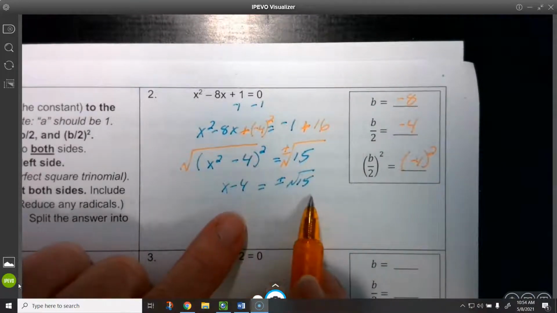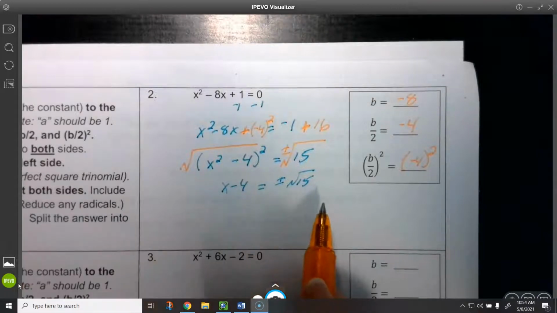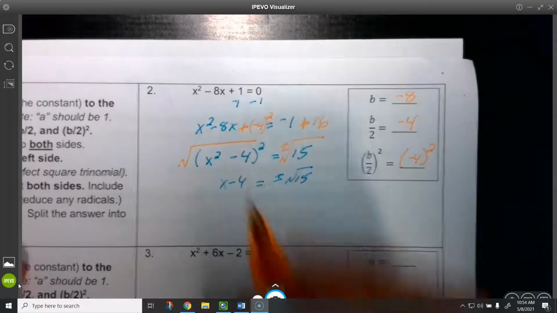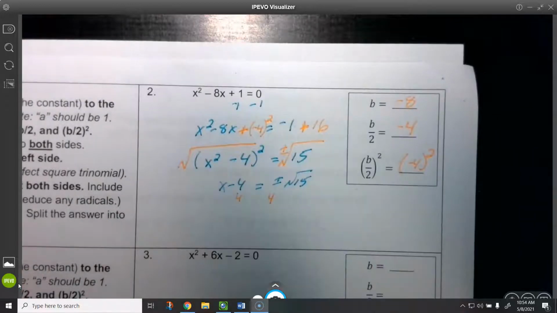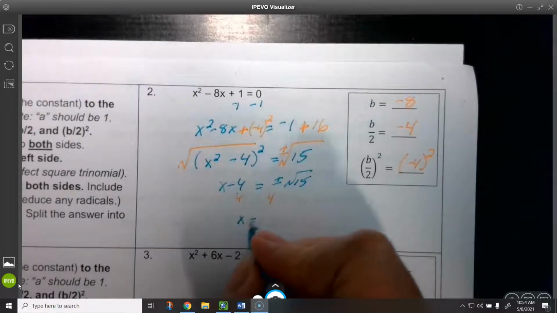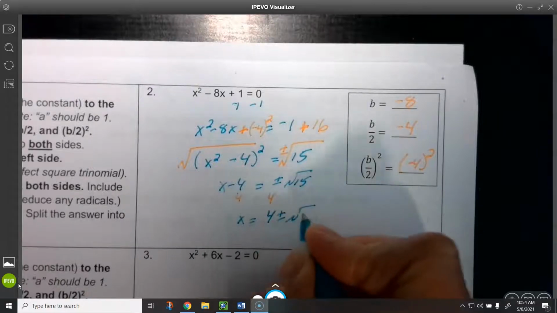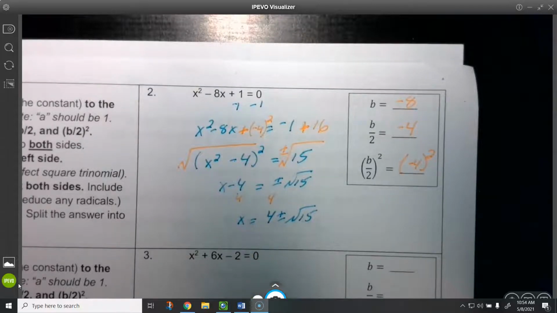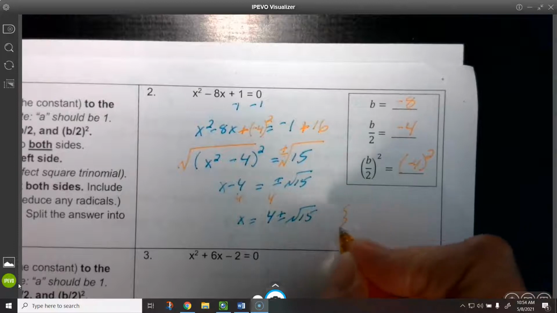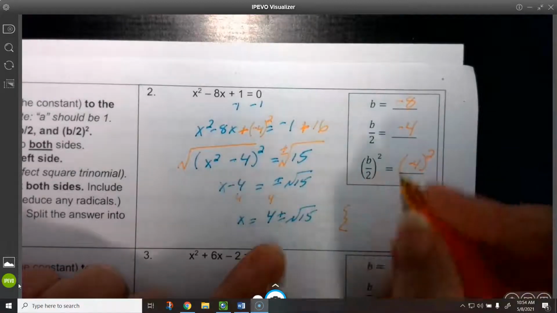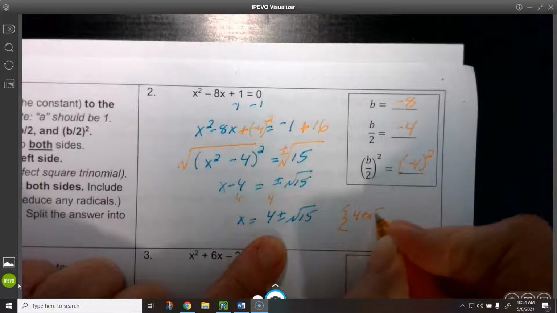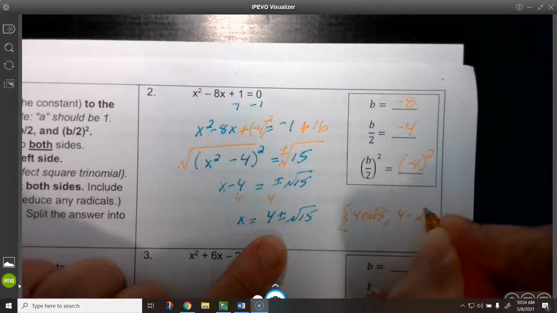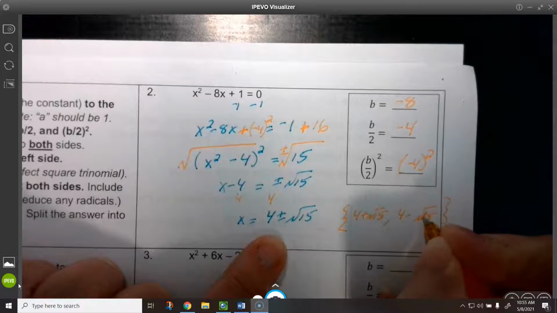Now from here is where I like to do my next step, just because of what I know is coming as far as in Algebra 2 and pre-calc. So I like to move it over here. And I get x is equal to 4 plus or minus the square root of 15. Now you'll get to a point in your math career that you'll just leave it like that. But for now, we're going to write it as 2 separate ones. So for my answer, since it can't be simplified, I'm just going to write 4 plus square root 15, 4 minus square root 15. Those are my 2 answers. Okay, that's a square root 15.